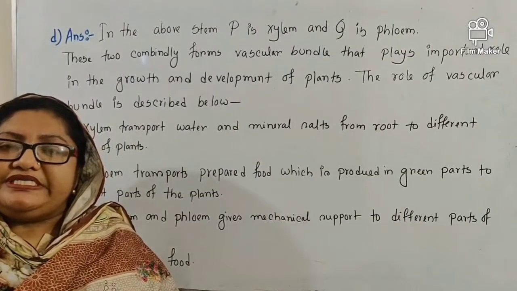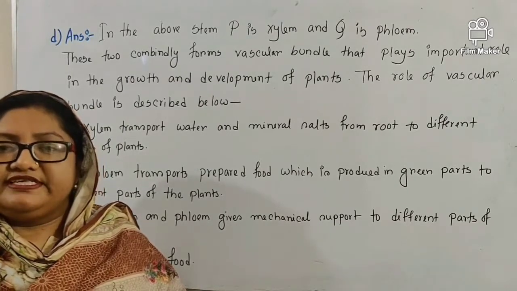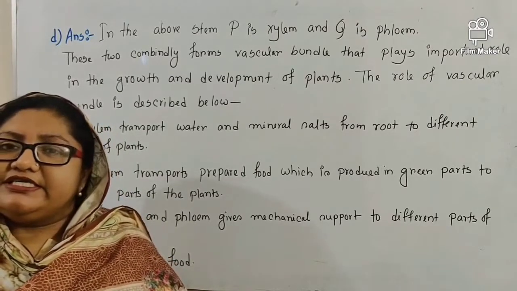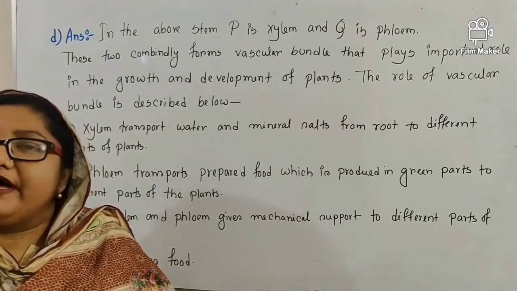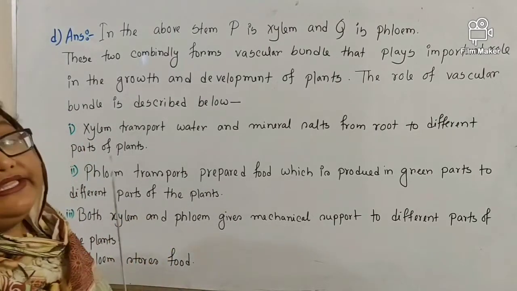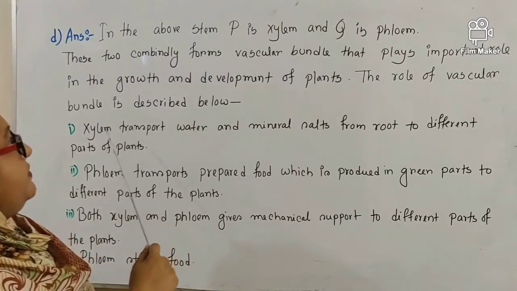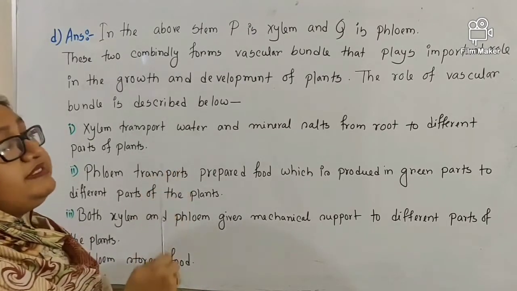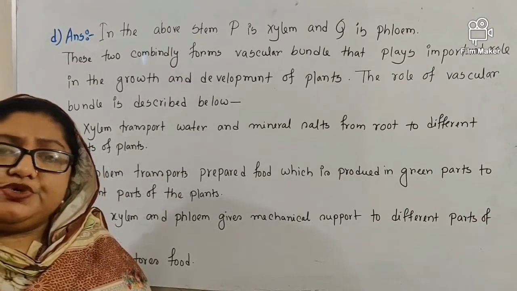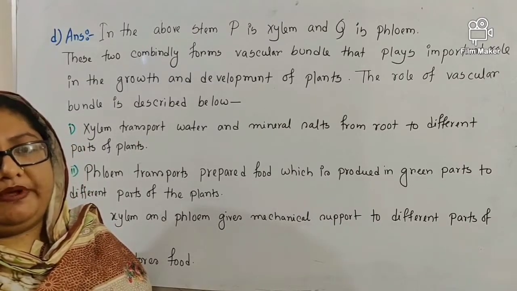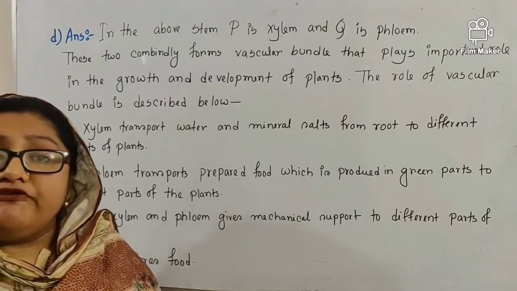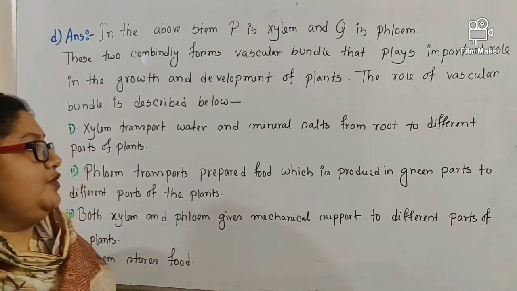Now question number D, the higher efficiency question. In this question you are asked to analyze the function of the vascular bundle. You will write the answer in this way. First of all, you will write that in the above stem, P indicates xylem and Q indicates phloem. These two combined form the vascular bundle that plays a very important role in the growth and development of a plant. The role of the vascular bundle is described below.